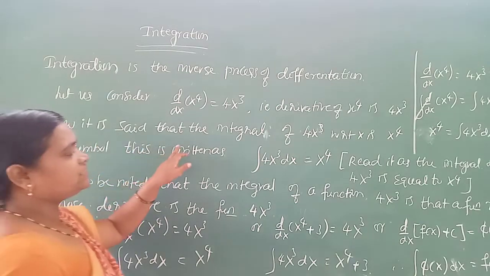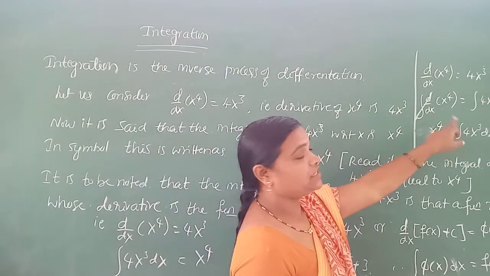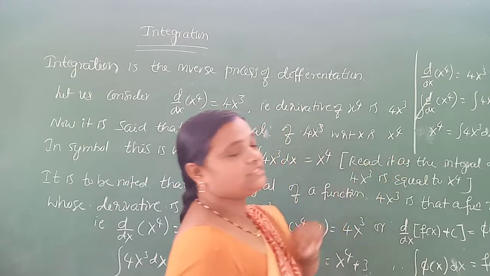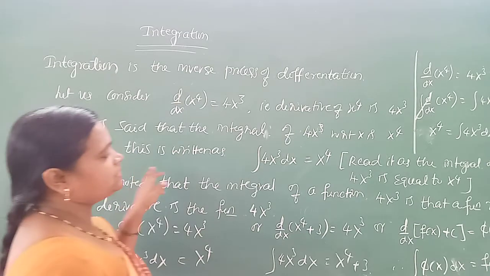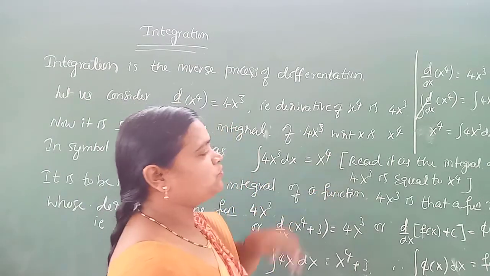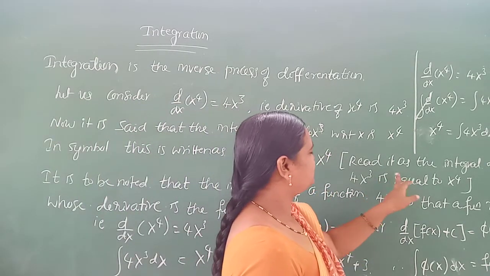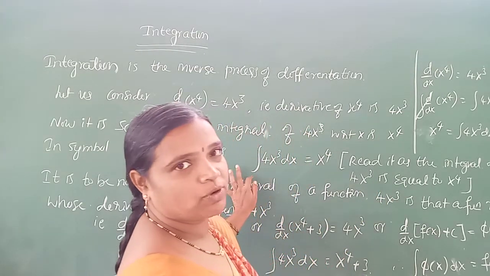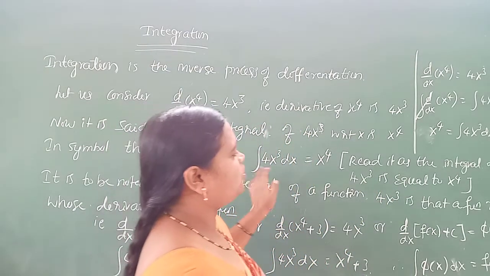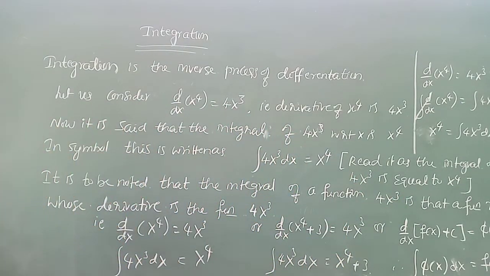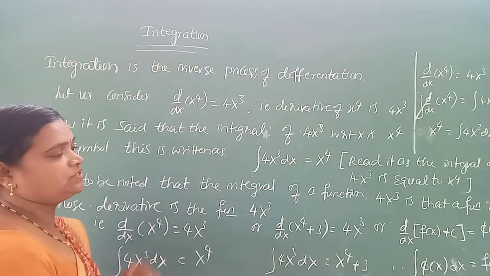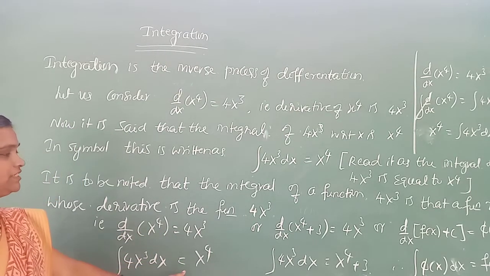Therefore, the integral of 4x cube with respect to x is x to the power 4, and symbolically it is written as integral of 4x cube dx is x to the power 4. Read it as: integral, this is the symbol of integration, integral of 4x cube is equal to x to the power 4. Okay, next. The same concept is written here. Differentiation of x to the power 4 is 4x cube. Integration of 4x cube dx is x to the power 4.